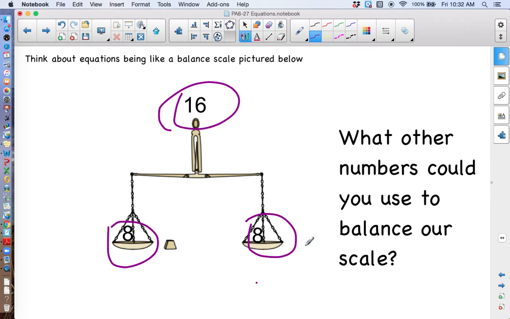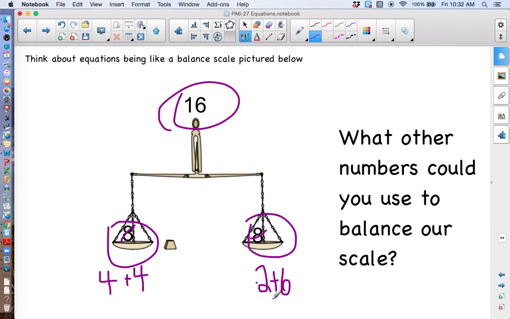Okay, what other numbers could I use to balance our scale? I could have a 4 plus 4 instead of this 8, because a 4 and a 4 still equals 8. So they're still balanced. I could have a 2 plus 6 over here, because that's still a value of 8 on this side. These are still balanced, because in total I have 16 still.